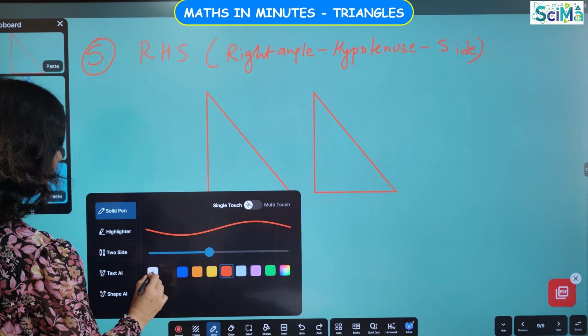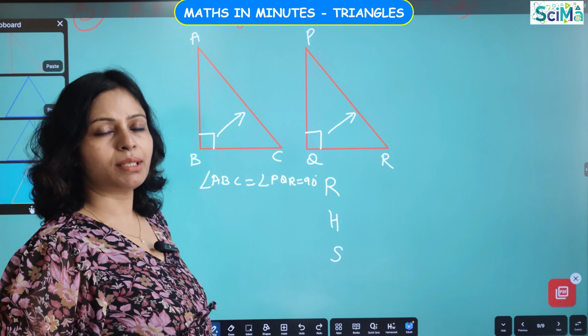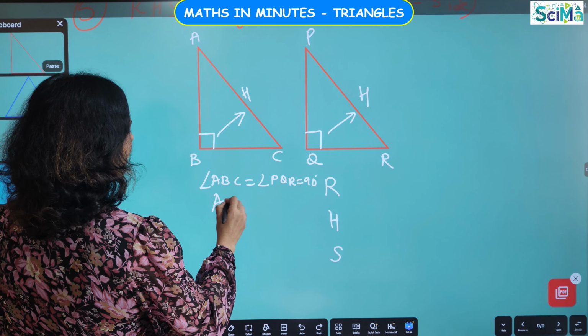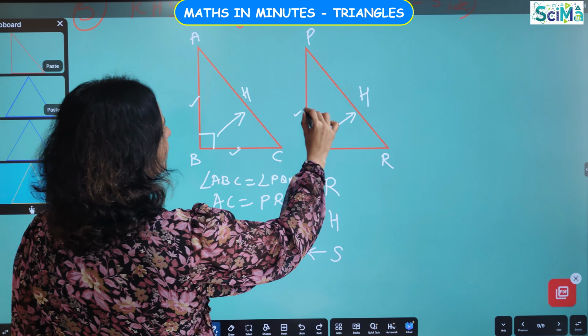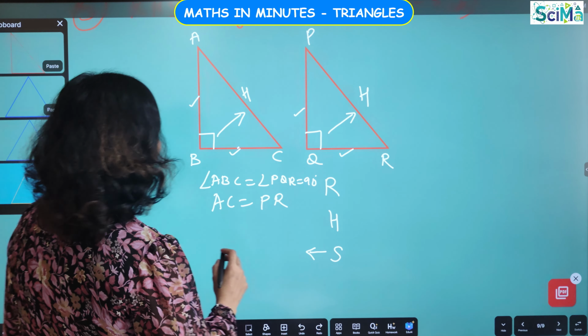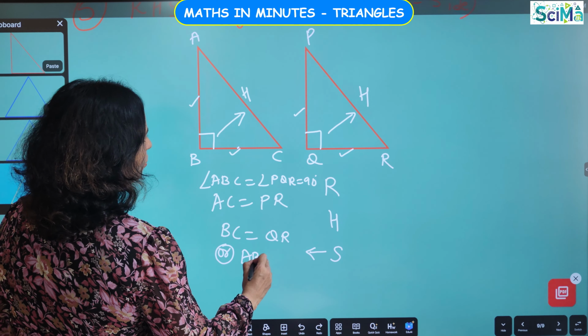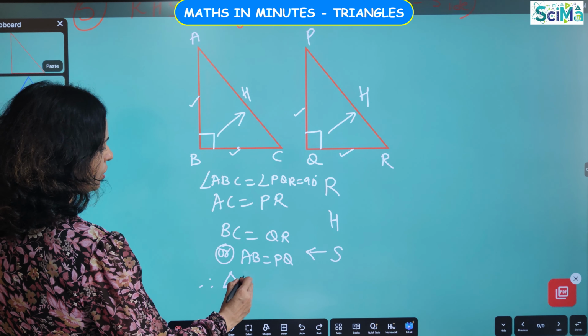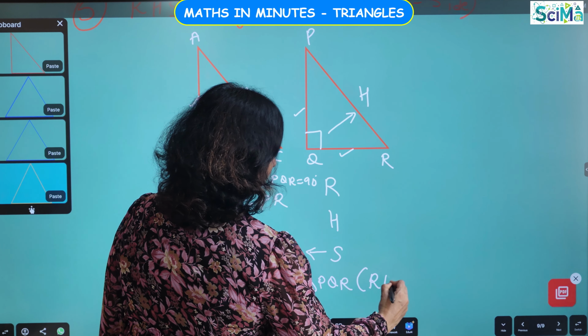So angle ABC equal to angle PQR, both are 90 degrees. Hypotenuse, the side opposite to 90 degree is the hypotenuse. Always remember, in a right angle triangle, the side which is opposite to the right angle is always the hypotenuse. So this is the hypotenuse here. So we can write AC is equal to PR. And the side can be either this side or this side. Any of the sides you can choose depending upon the question given to you. So if I write BC is equal to QR, or you can also write AB is equal to PQ. So by RHS, triangle ABC is congruent to triangle PQR.